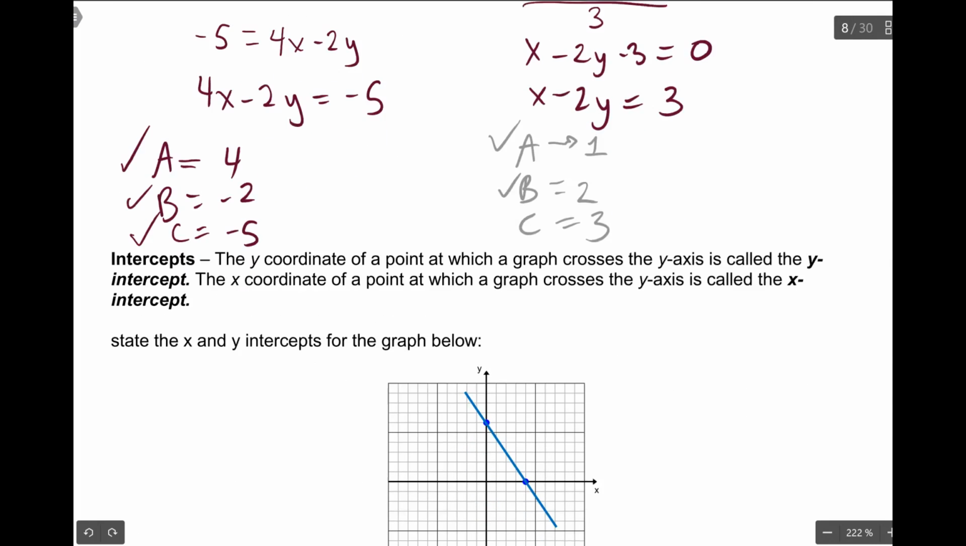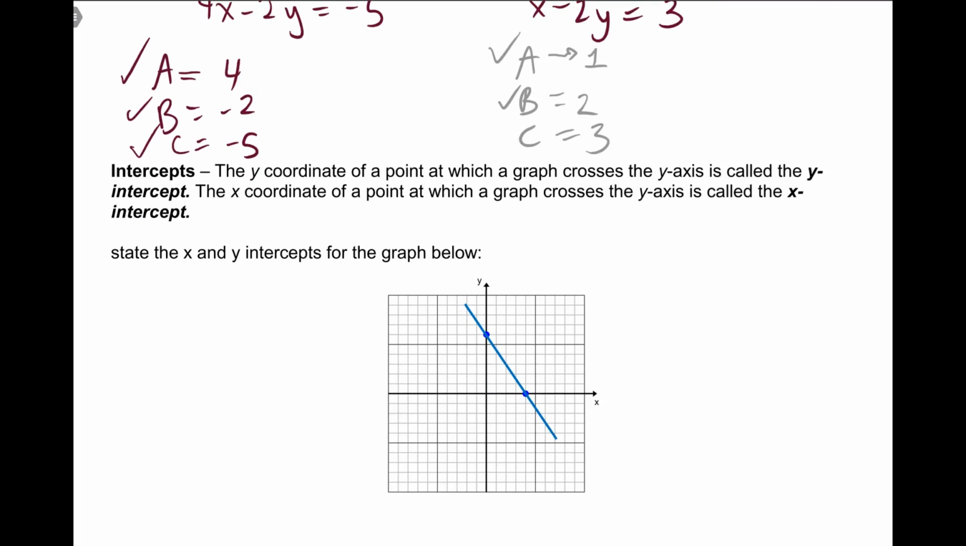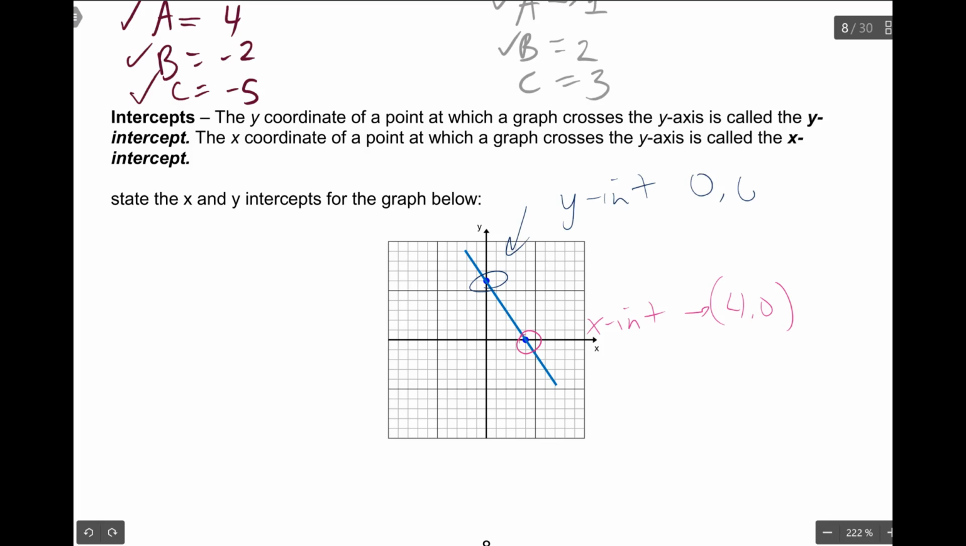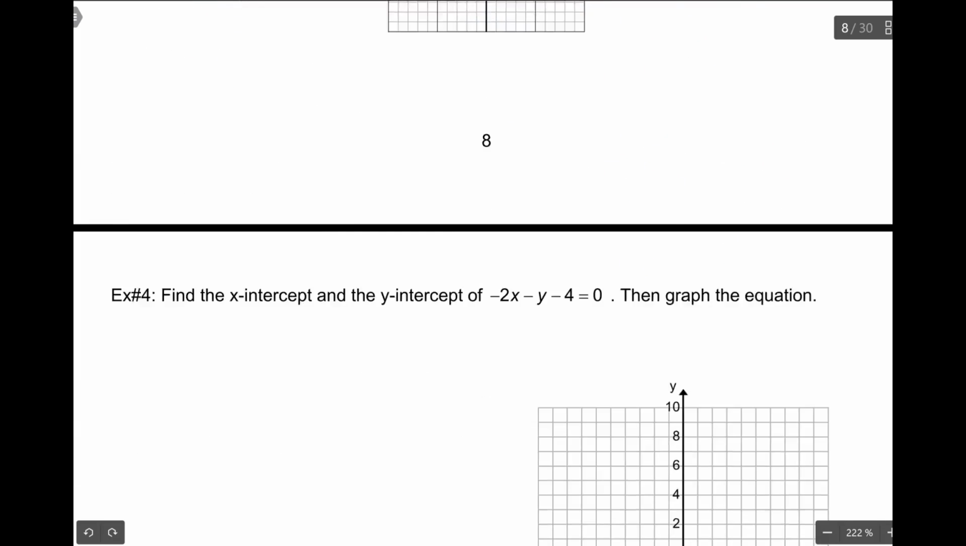Alright, so the intercepts are the x and y coordinates at a point at which a graph crosses the axes. So remember, the x-intercept crosses the x-axis, you'll have an x value. So here is the x-intercept. If we look at the points 1, 2, 3, 4, its coordinate is going to be (4, 0), versus the y-coordinate 1, 2, 3, 4, 5, 6. So that's the y-intercept, and that's (0, 6). So that's the x and y coordinates.